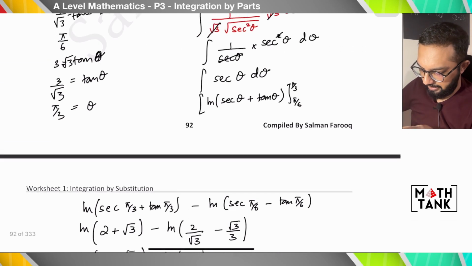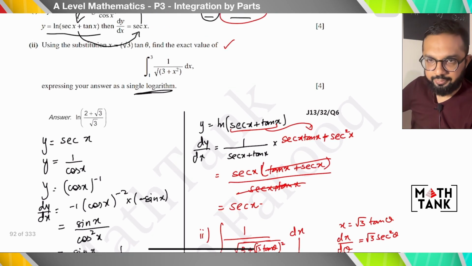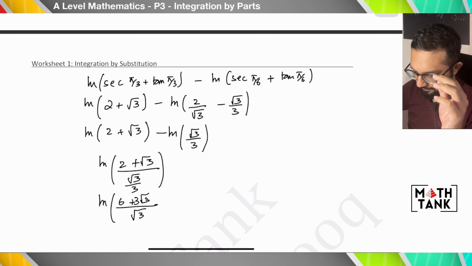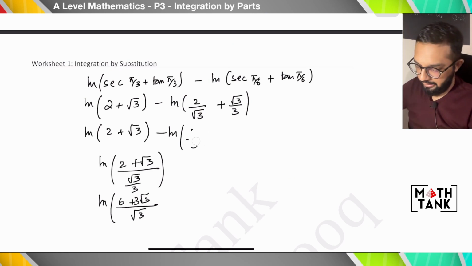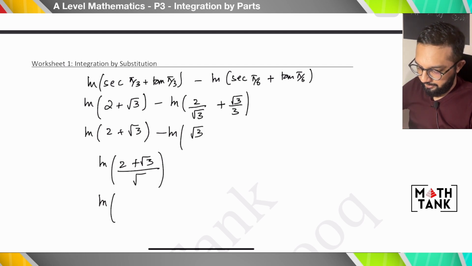I seem to have made a mistake somewhere. Okay, there's a small mistake that I have made, and that sort of complicates things. Let's change that and see if we get the right answer. So 2 over root 3 plus root 3 over 3, that gives me root 3. So that's root 3. Yeah, that gives me the correct answer, surprisingly.